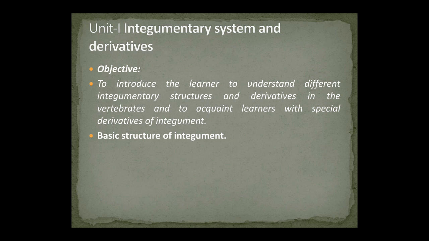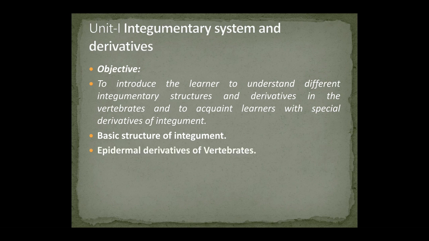The first topic of this unit is the basic structure of integument. The basic structure of skin comprises 2 layers, epidermis and dermis. Which layer has which type of cell, what is the role of this layer, what are the specific characteristics of a specific layer. These are the things we are going to deal with in this topic.